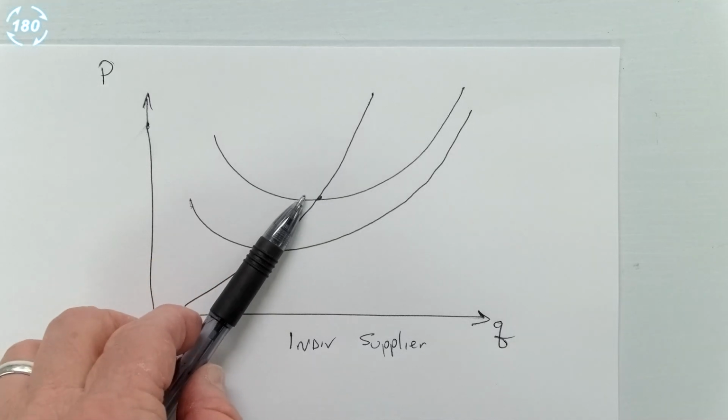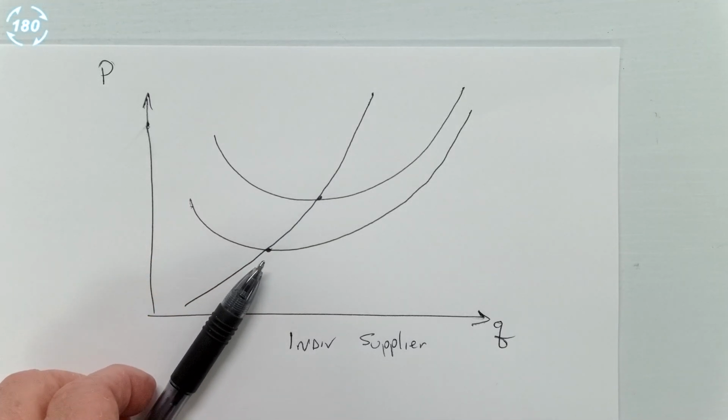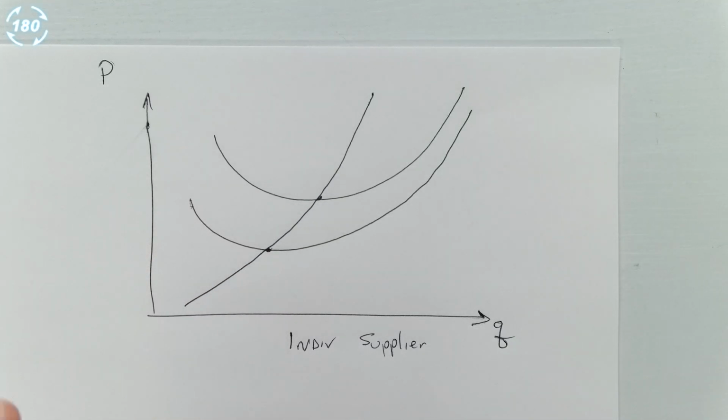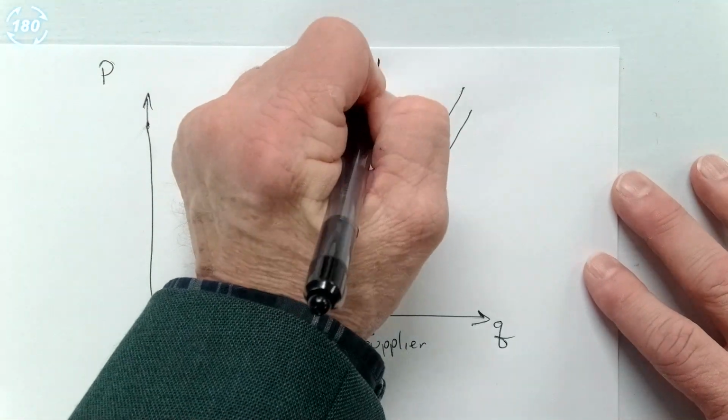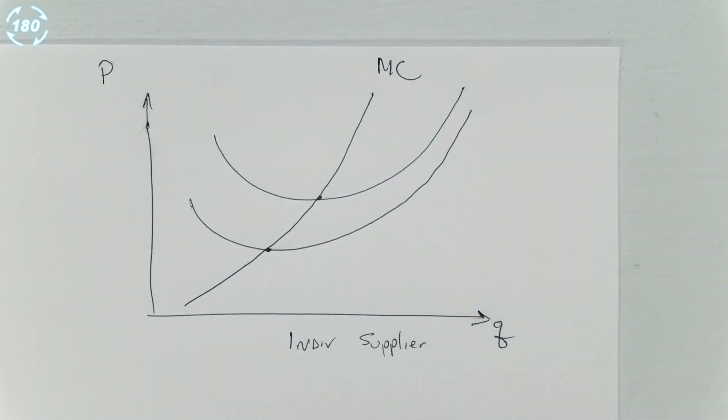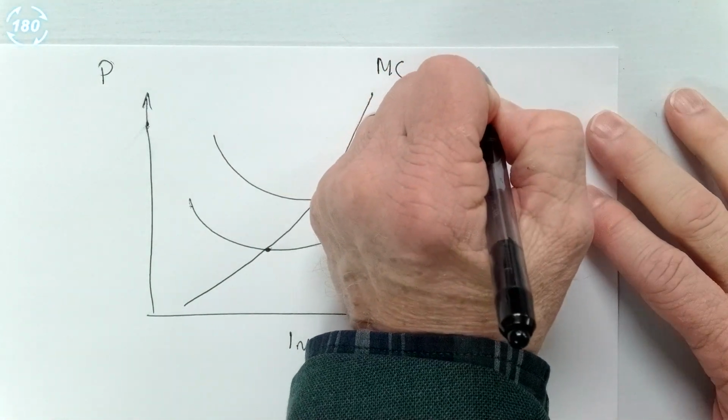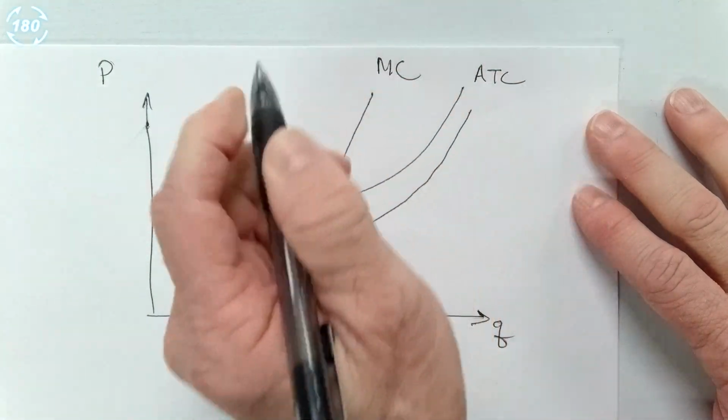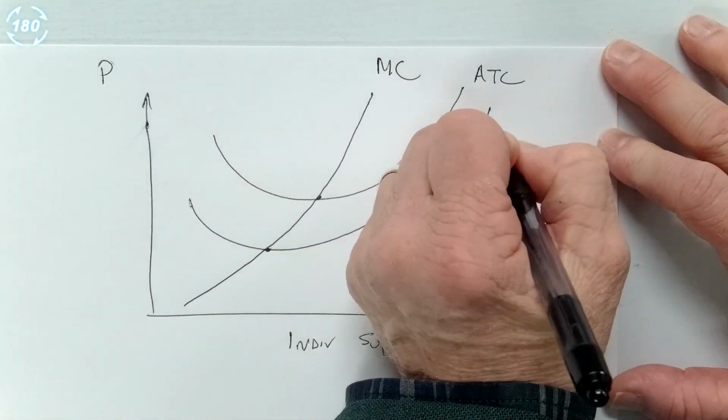It goes through the minimum of two other curves. We were just talking about that? There you go. That's called marginal cost, right? Marginal cost. All right, and the two U-shaped curves are average cost. So this is the ATC, the average total cost curve, and this is the average variable cost curve.